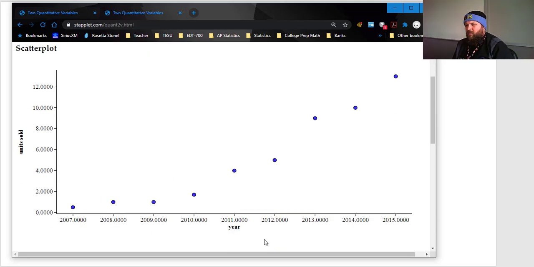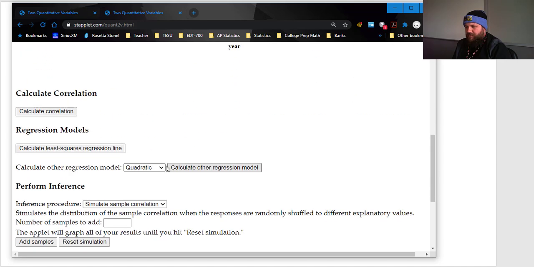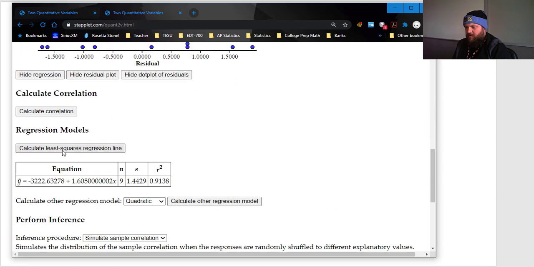Now looking at that, what would you say the form is? Would you say the form is linear or non-linear? Hopefully you can see it is non-linear. Our form is making kind of a curve going along with those data points. So also let's look to see what our least squares regression line is. Least squares regression line is right here.